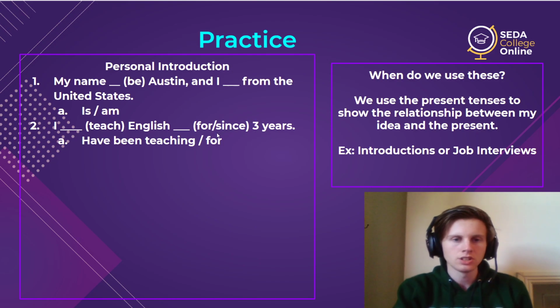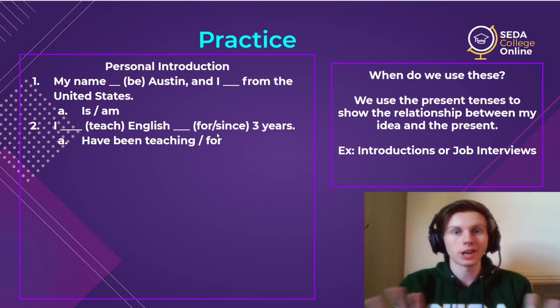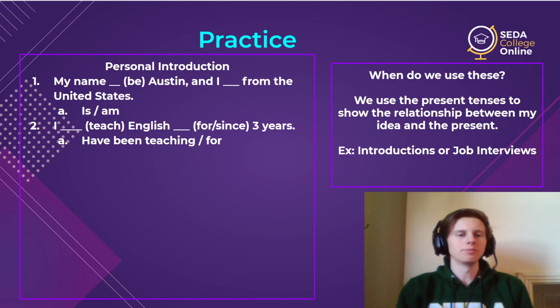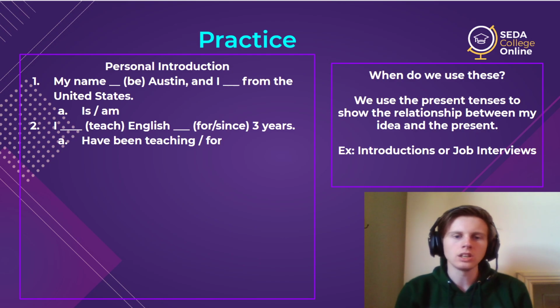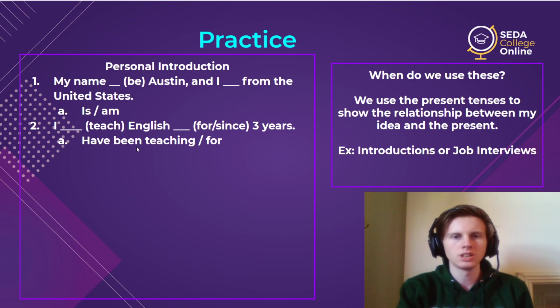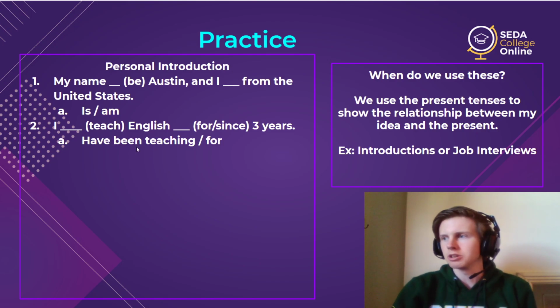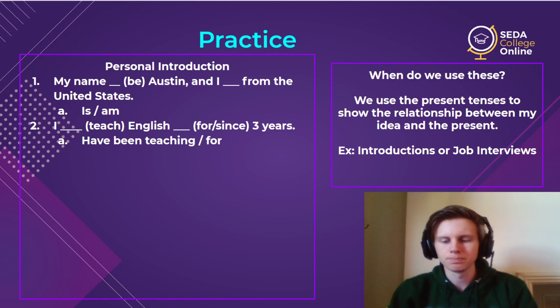And I could change. So let's see, 2020, 3 years, 2017. I'm not a math teacher, I'm an English teacher. So I have been teaching English since 2017, or for 3 years, no difference. This is why I use the present perfect continuous, because in this personal introduction, I want to tell the other person that this is my job and I expect to continue.